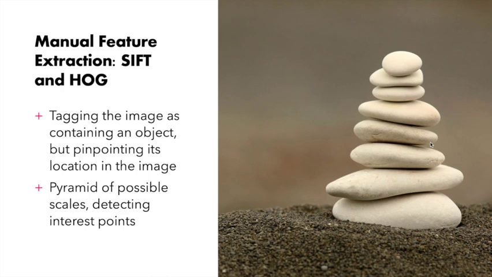The process involves analyzing the image at a pyramid of possible scales, detecting interest points that could indicate the presence of the object, extracting the features, which are called image descriptors in computer vision, and then determining the pose of the object.